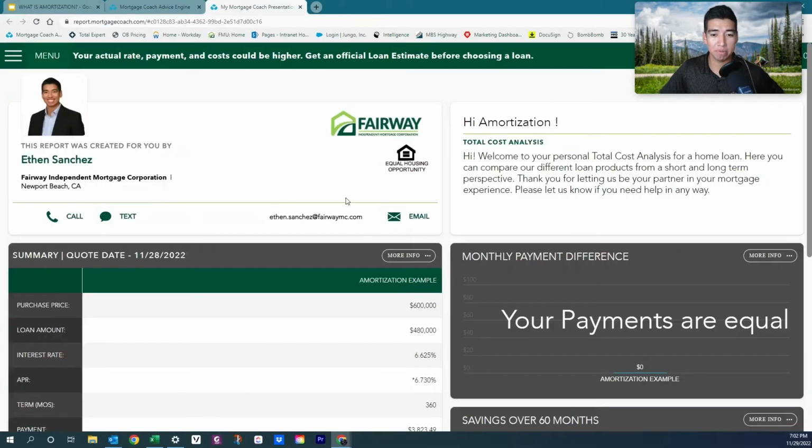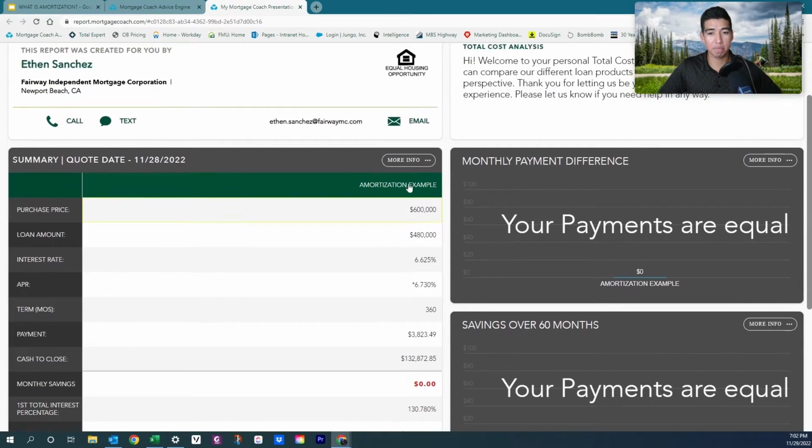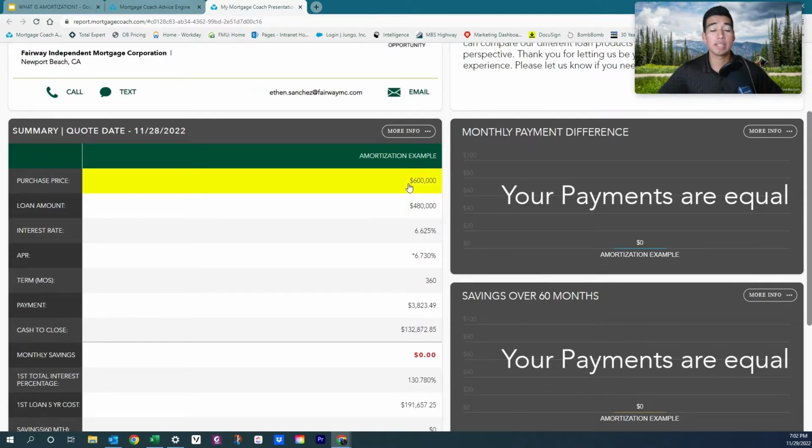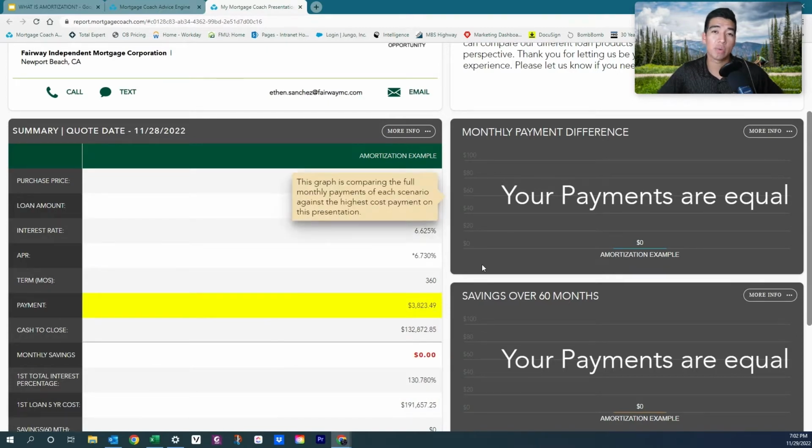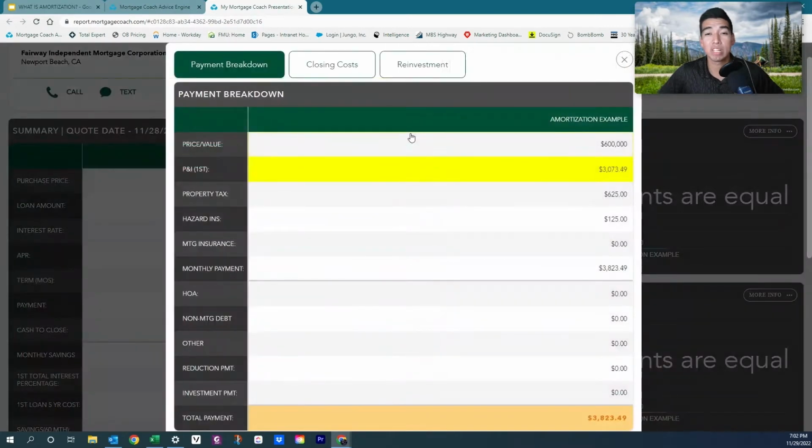For example, I'm going to show you this scenario analysis. We're looking at a $600,000 purchase price with a $480,000 loan amount, just a typical 20% down scenario. Our rate here is 6.625%, and again, this is just a hypothetical situation. What we're really focused on here is the principal and interest portion, which is right here, $3,073.49. That will be fixed for the life of your loan.